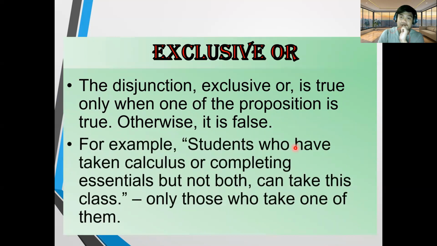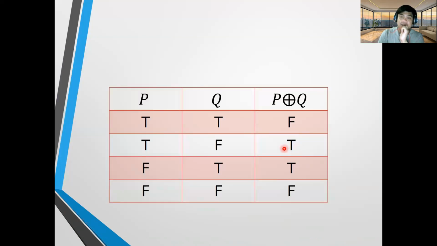So for example, students who have taken calculus or computing essentials but not both can take this class. Only those who can take one of them. So here is our symbol for exclusive or. So P exclusive or Q. So kailangan daw isa lang ang true. Otherwise, it will be false.